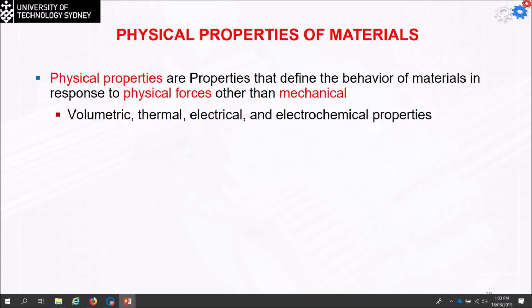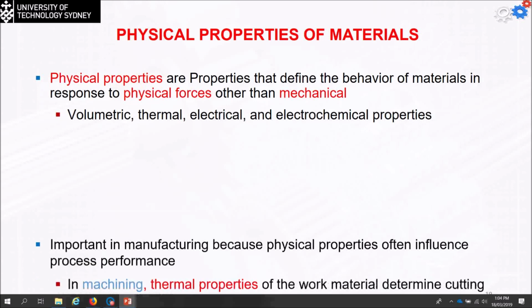Okay. And the thermal, what are the thermal properties of the material? Conducting and non-conducting for the thermal. And for the electricity, same thing, conducting material and non-conducting material. And for the electrochemical, whether they are simply dissolving or non-dissolving materials. So they are very important. These physical properties are very important in manufacturing, because the physical properties often influence the process performance.